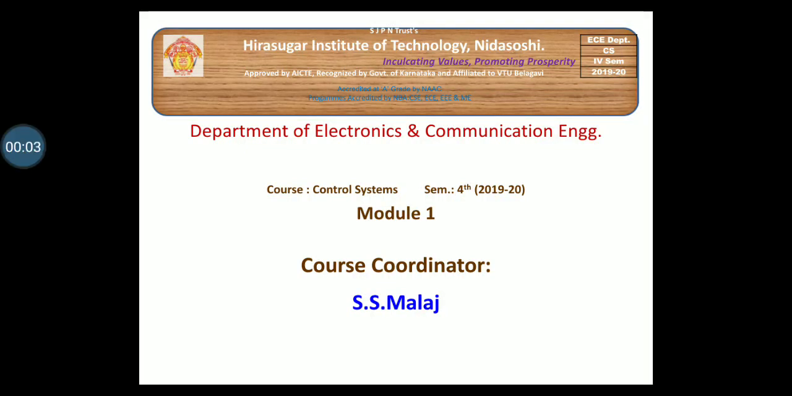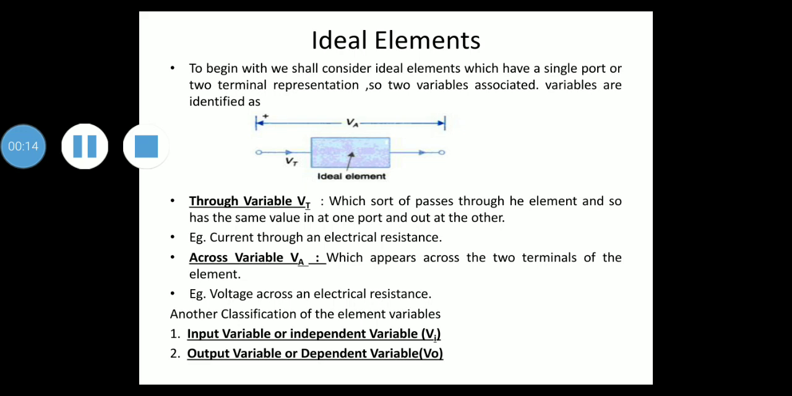Students, in this lecture, we'll continue with the differential equations of physical systems of module 1. We are going to consider the ideal elements to begin with, which have a single port or two-terminal representation. So there will be two variables associated with that ideal element, which has been shown in this figure.